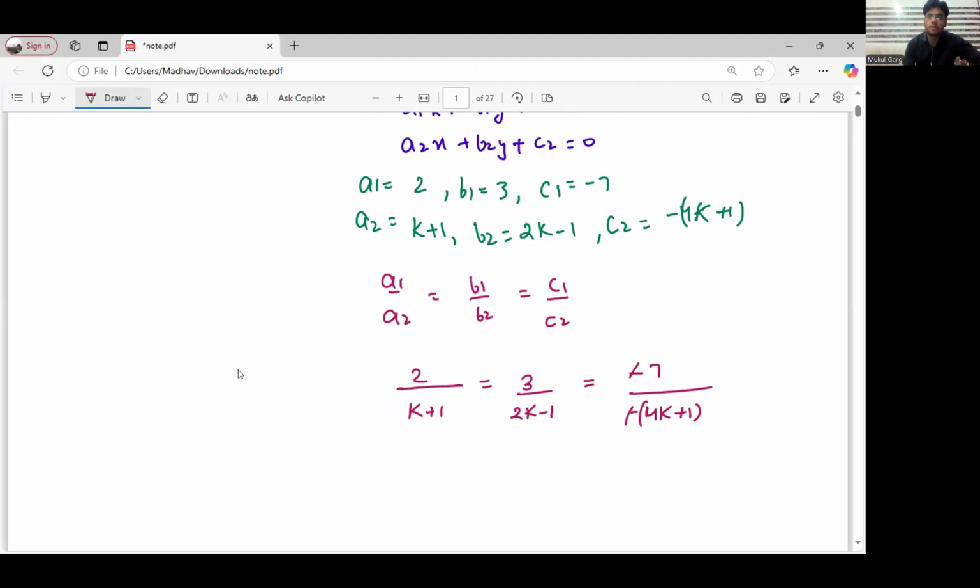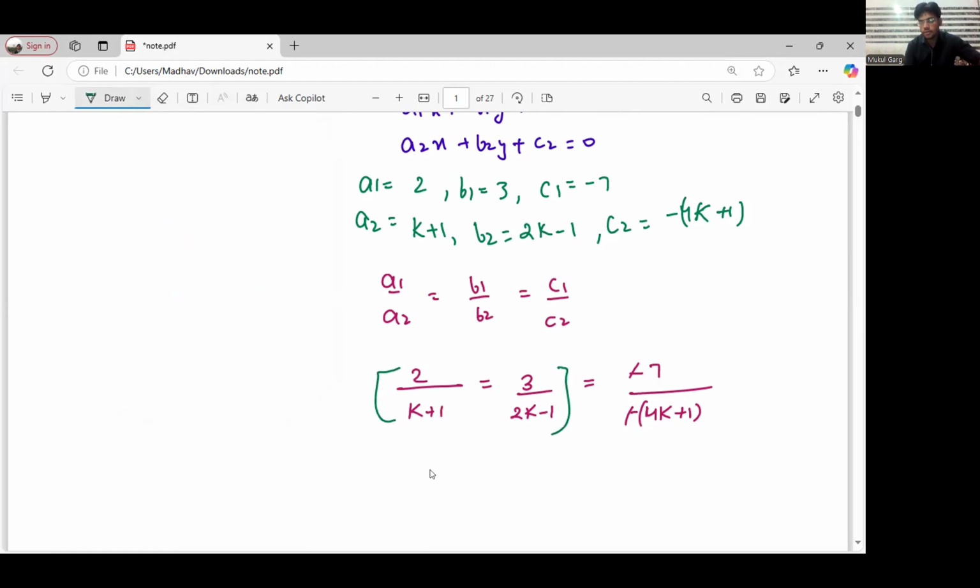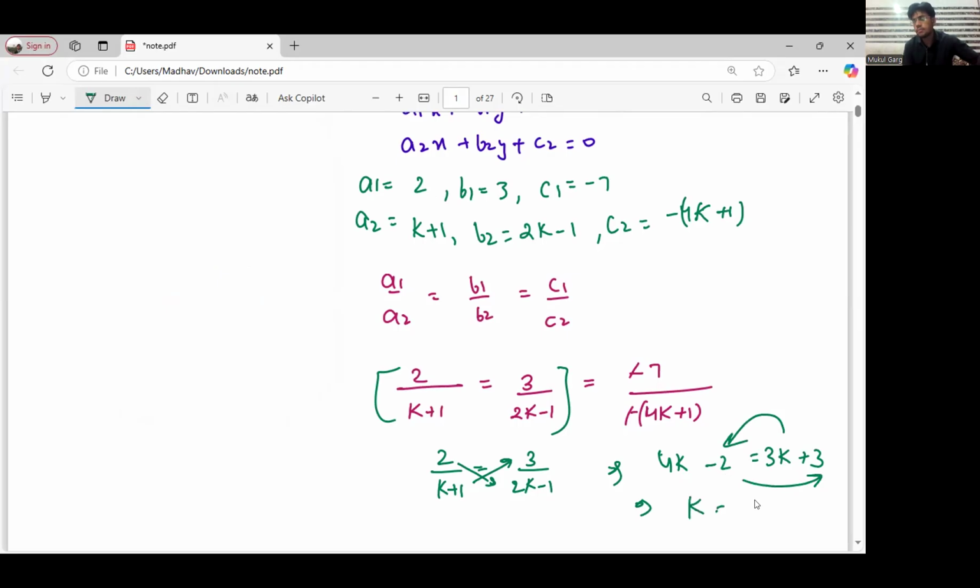Now, how to solve for k? It's so easy. Just take any two ratios and try to solve them first. So we have 2 upon k plus 1 equals 3 upon 2k minus 1. Do the cross multiplication: 2 into 2k minus 1. So 2 into 2k is 4k, 2 into minus 1 is minus 2. Now, k plus 1 into 3 is 3k plus 3. We all know how to do the calculation. 3k on the left hand side and minus 2 on the right hand side. So 4k minus 3k is k, and 3 plus 2 is 5. So we got the value of k as 5.